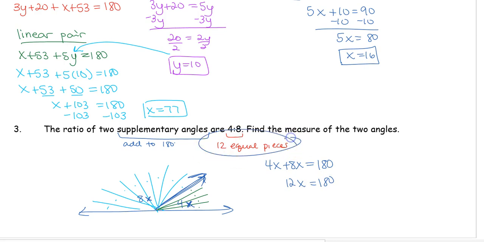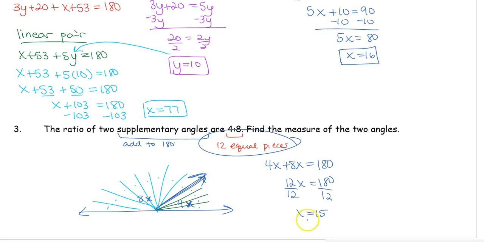That's where this 12 equal pieces is going to come in. This diagram helps clarify where it's coming from, but I know from the ratio how many equal pieces I want to divide that ratio, that supplementary angles, into. So I want 12 equal pieces of an unknown angle to equal 180. What is the measure of that angle? So we divide by 12, and we find that that angle is 15 degrees.